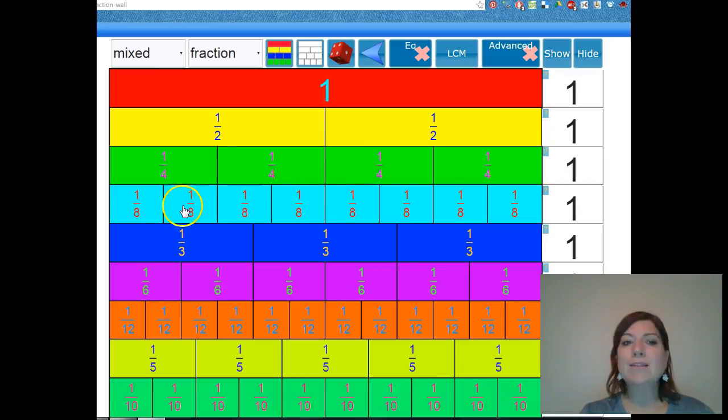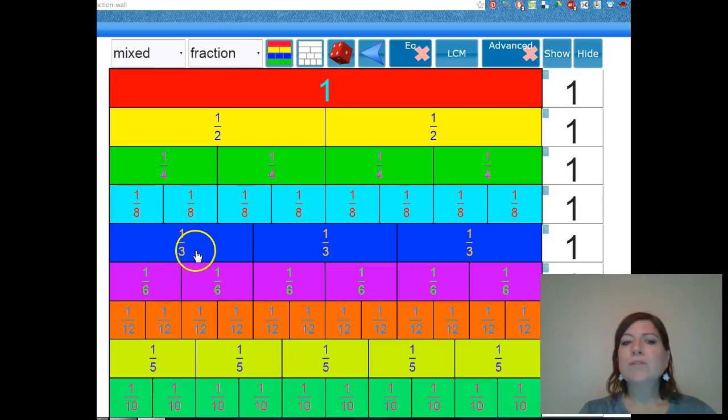How many eighths takes half of the space of the 1? Take a second and think about what is the equivalent fraction if you have a new denominator, 8. What's equivalent to 1/2? Right, if you said 4/8, good for you.